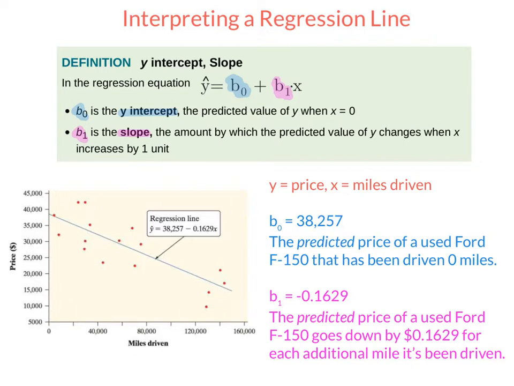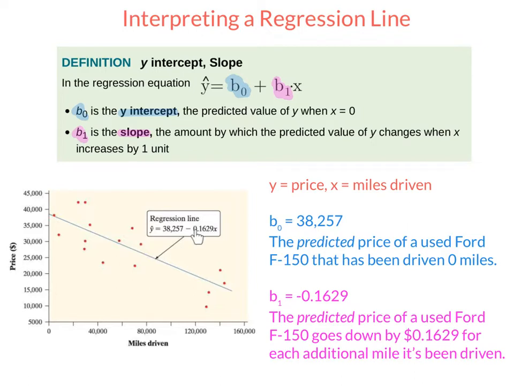So that's the scatter plot and the regression line for those used F-150s where we've got miles driven and we've got their price. All right, Y is price, X is miles driven. So our y-intercept, this b naught value, is 38,257. That is the predicted price of that used Ford F-150 that's been driven 0 miles. I've never seen one sold like that, but hey, maybe you have.